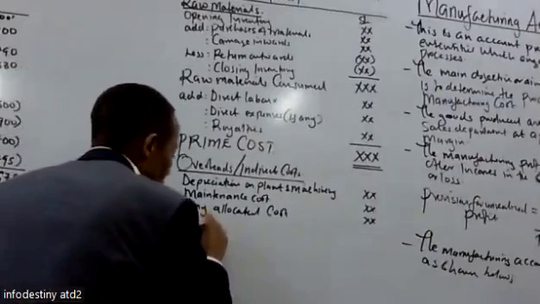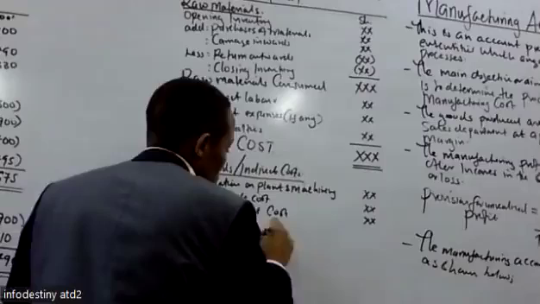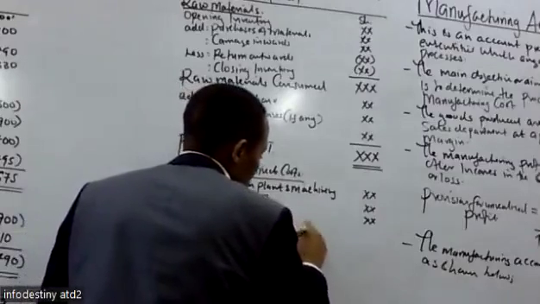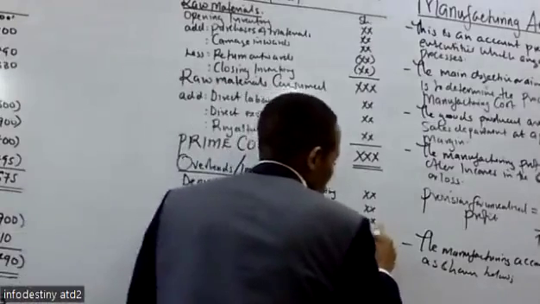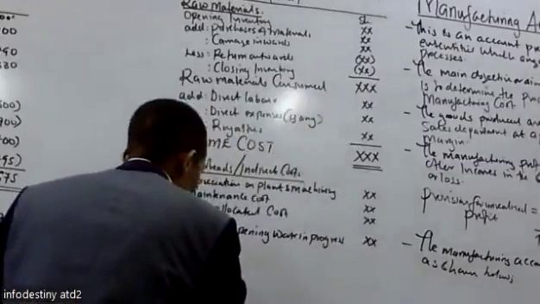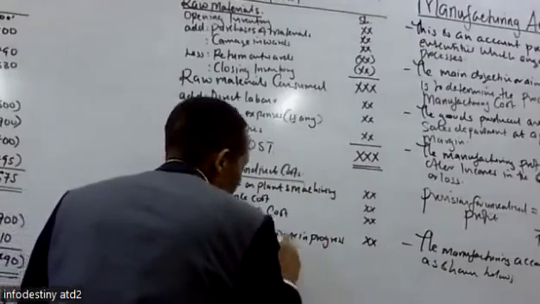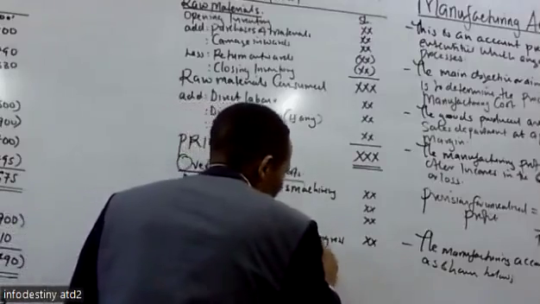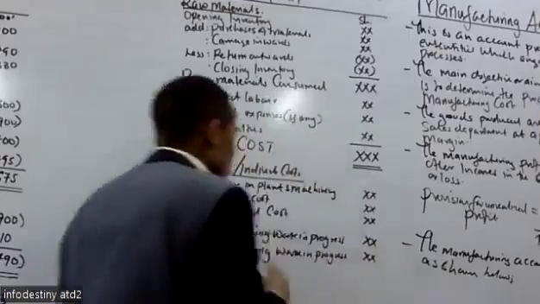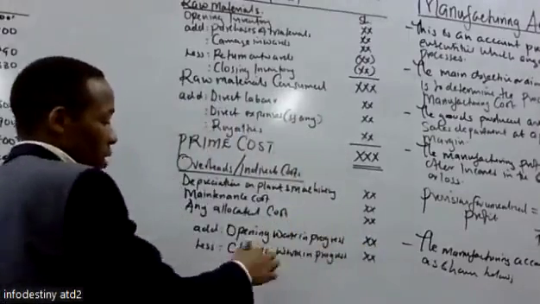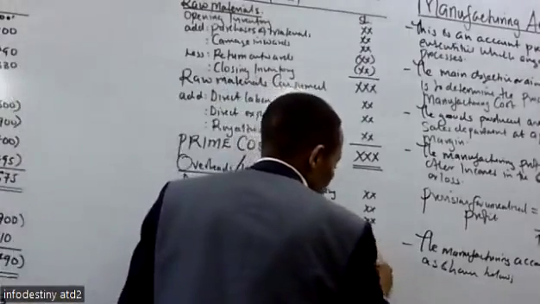Then from there we add what we call the opening work in progress. Then we less the closing work in progress. The opening work in progress, that's the opening inventory of work in progress. Closing work in progress, that is the closing inventory of the work in progress.